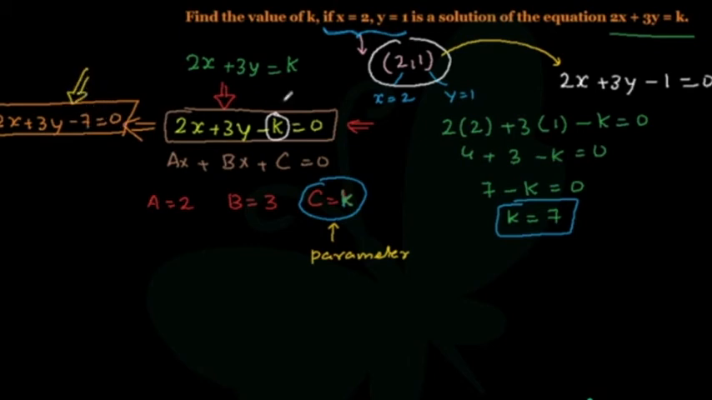So yes, I hope you're getting this idea that a given point is actually the solution of this straight line. In other words, this point is actually on the path of this straight line, from where this line happens to pass. So the value of k that we evaluated is 7, and the standard form would also change like the following. So yes guys, the final answer would be that the value of k is equal to 7.